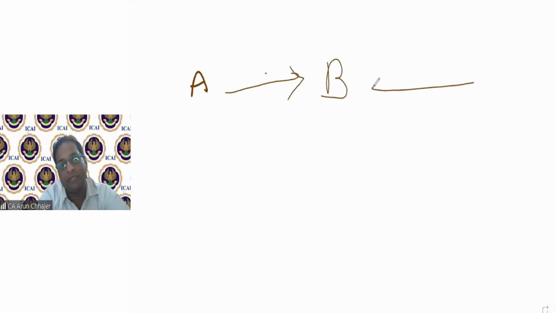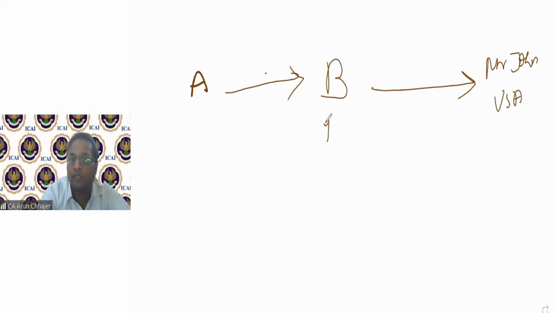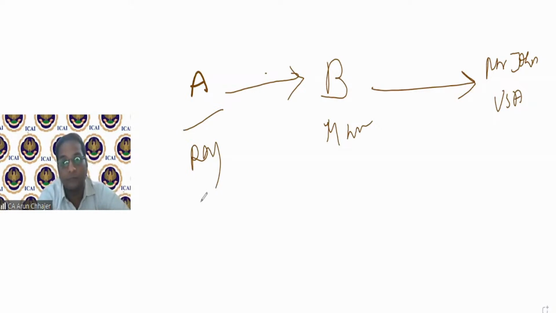Mr. A is making the supply to Mr. B. Mr. B is making the supply to Mr. John at USA. He is from, let's say, Mumbai, and he is from, let's say, Rajasthan. A to B, whether who is the exporter, whether A is the exporter or B is the exporter. इस एग्जाम्पल में एक्सपोर्टर कौन है?